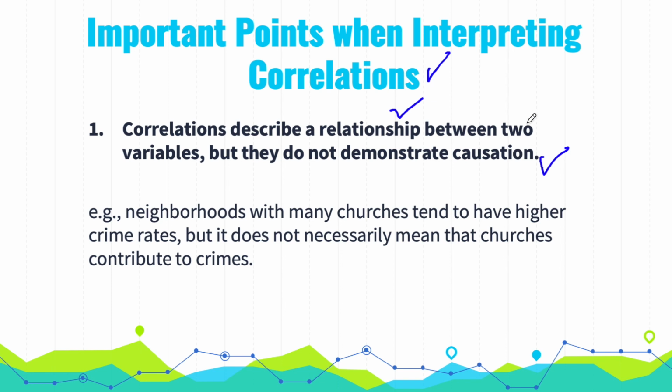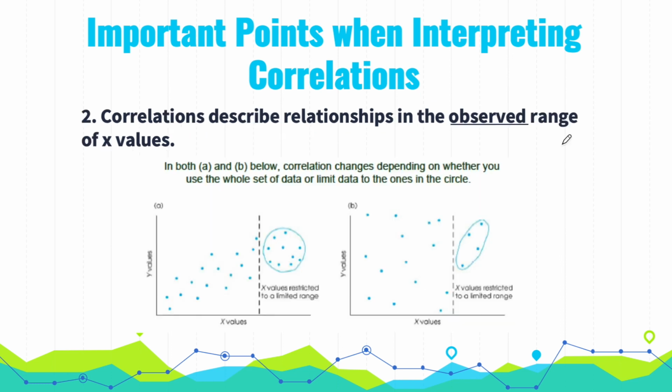So it might be a contributing factor or a predictor of another variable, but we can say there's a relationship, but we can't say that there's causation between these two variables. Correlations describe relationships in observed ranges of x values. You always have to think, well, what am I missing on my x or y scale? Let's look at this, for example.